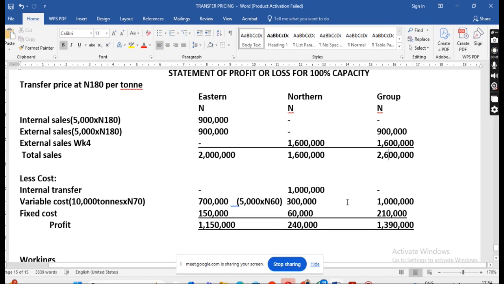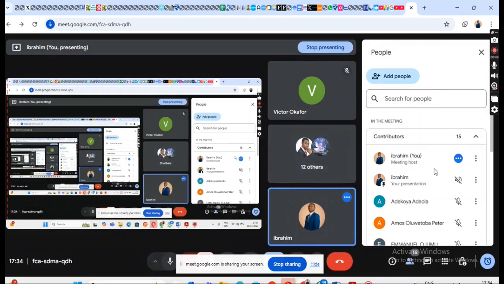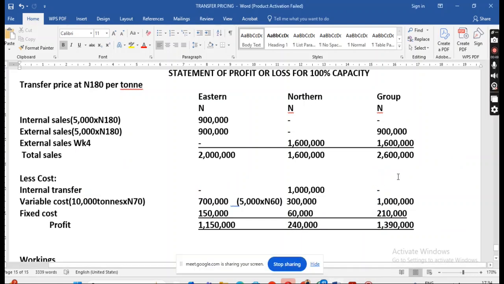Okay. So when you add 1.6 plus 9 million, 2.5. Right? So the internal transfer will be 900. The internal transfer will be 900. So 900 plus 900 is 1.8.